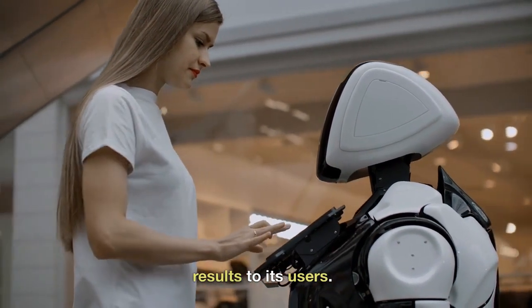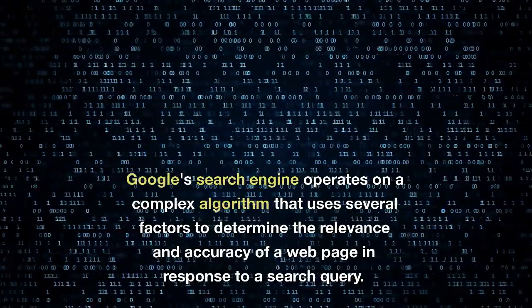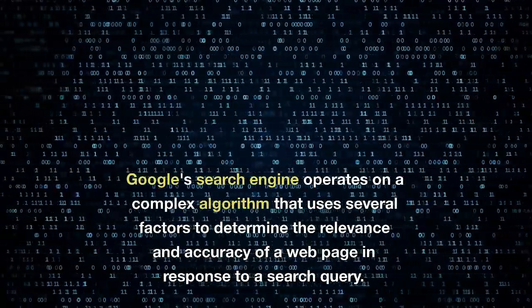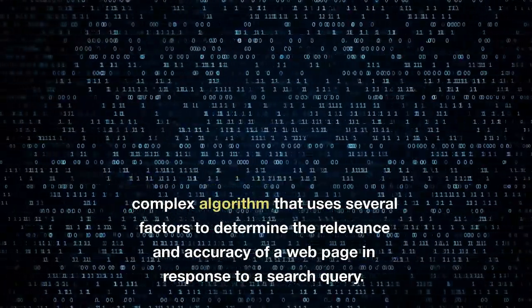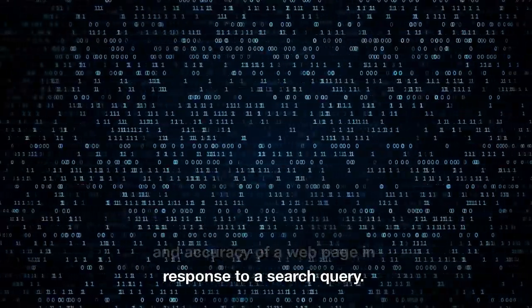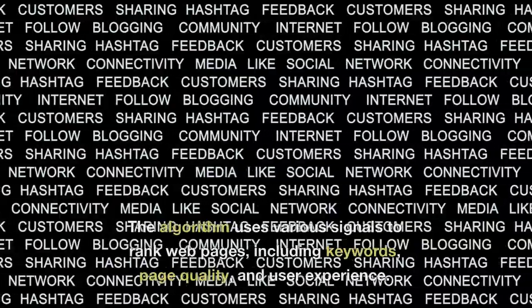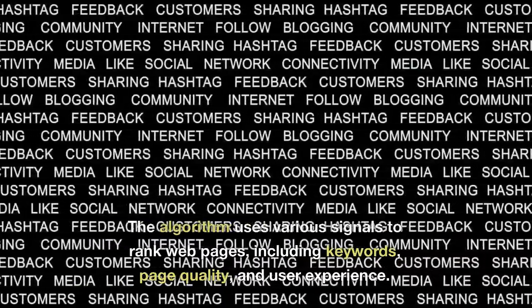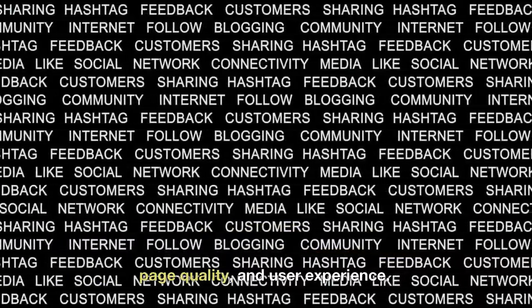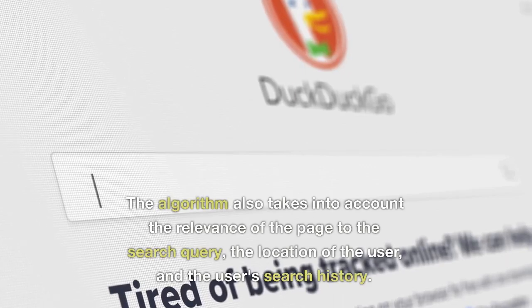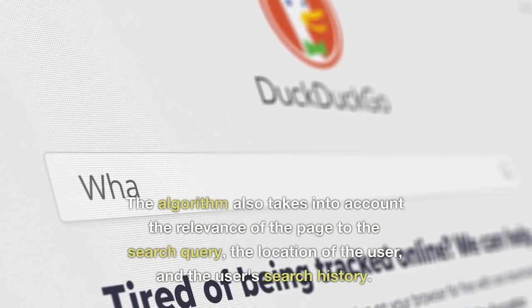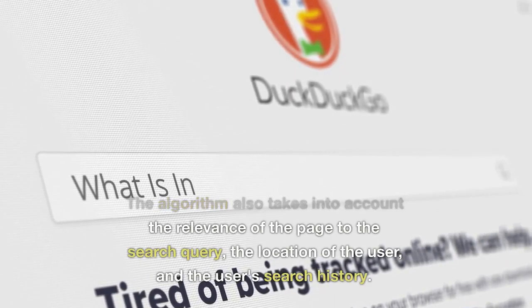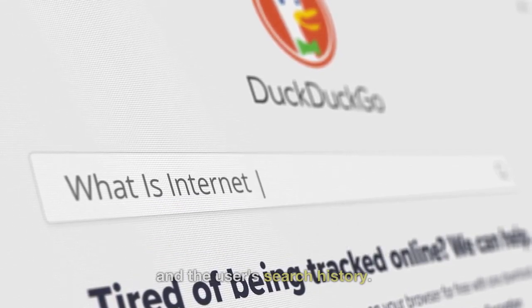Google's search engine operates on a complex algorithm that uses several factors to determine the relevance and accuracy of a web page in response to a search query. The algorithm uses various signals to rank web pages, including keywords, page quality, and user experience. The algorithm also takes into account the relevance of the page to the search query, the location of the user, and the user's search history.